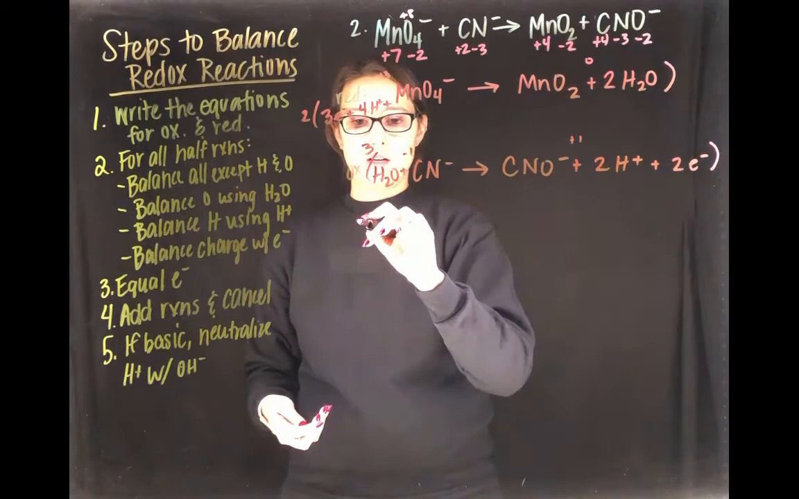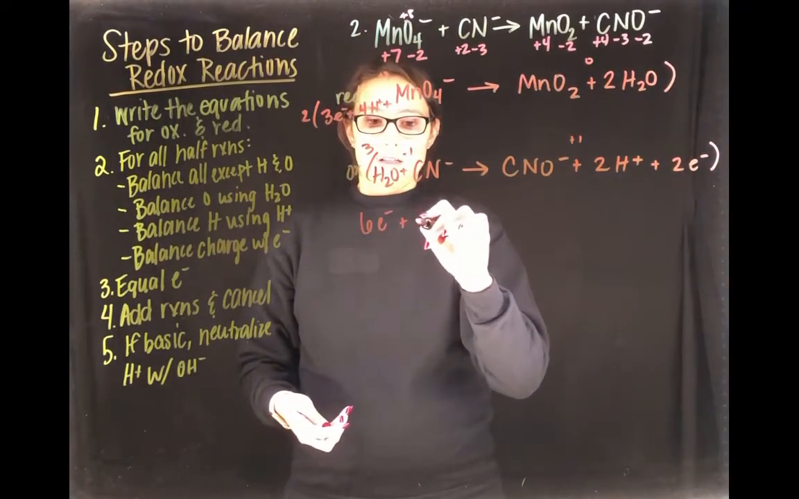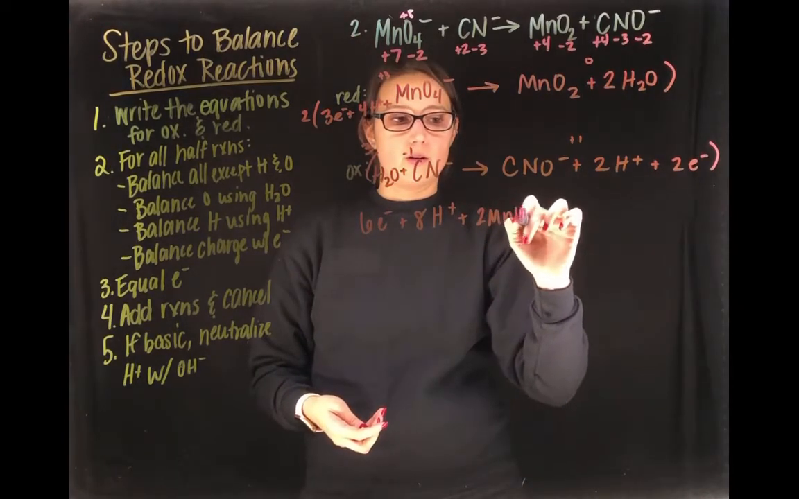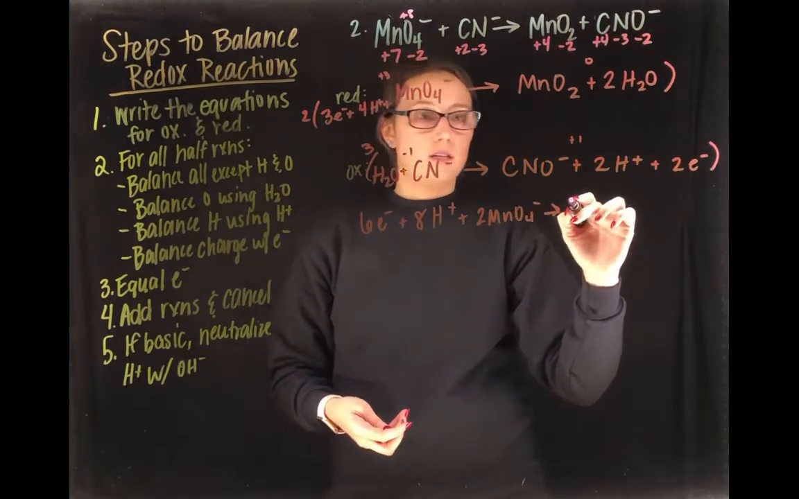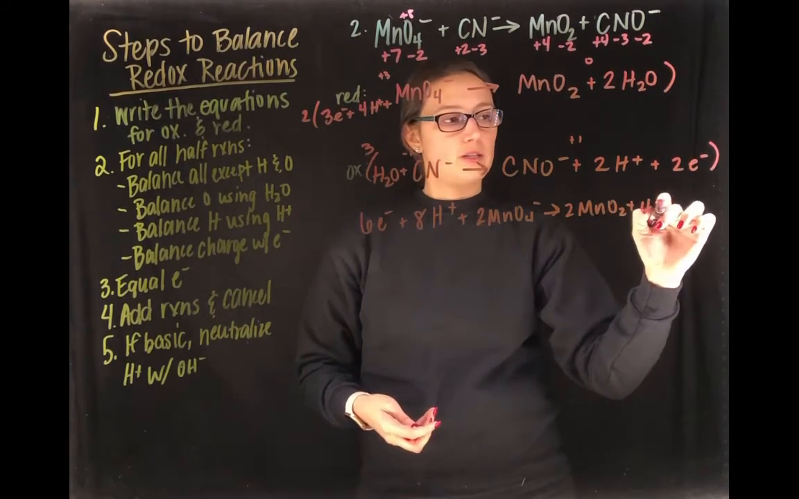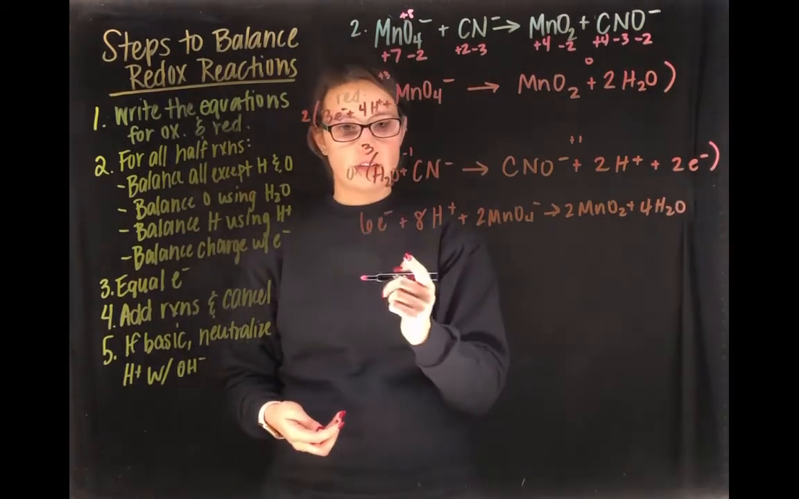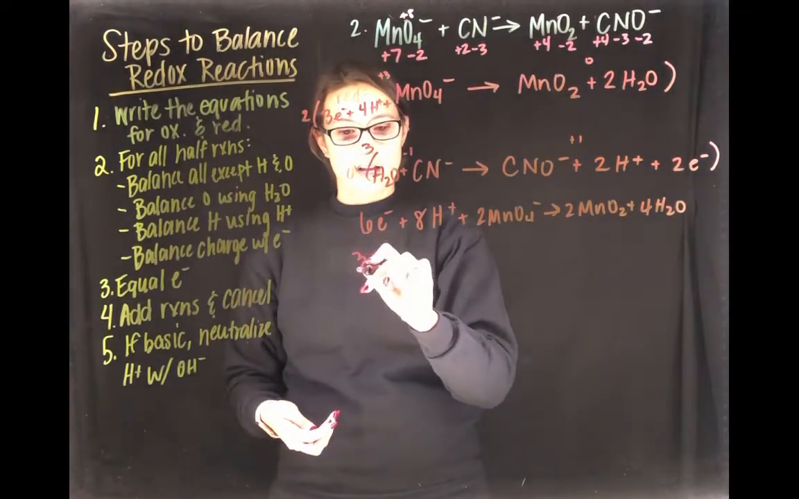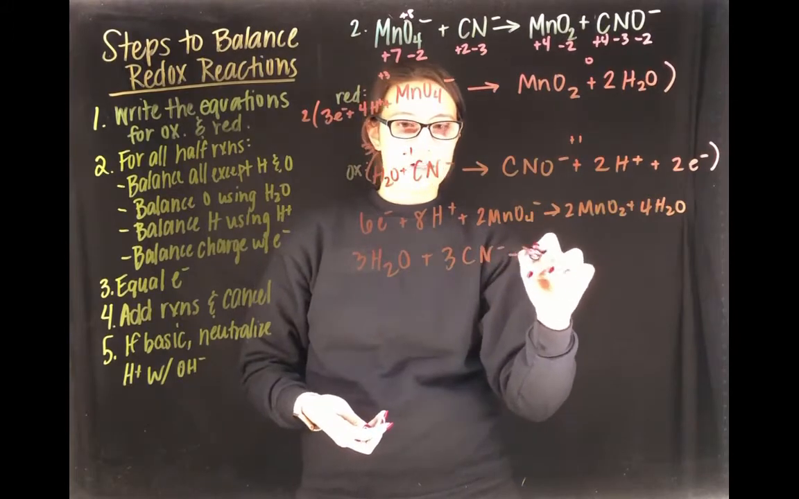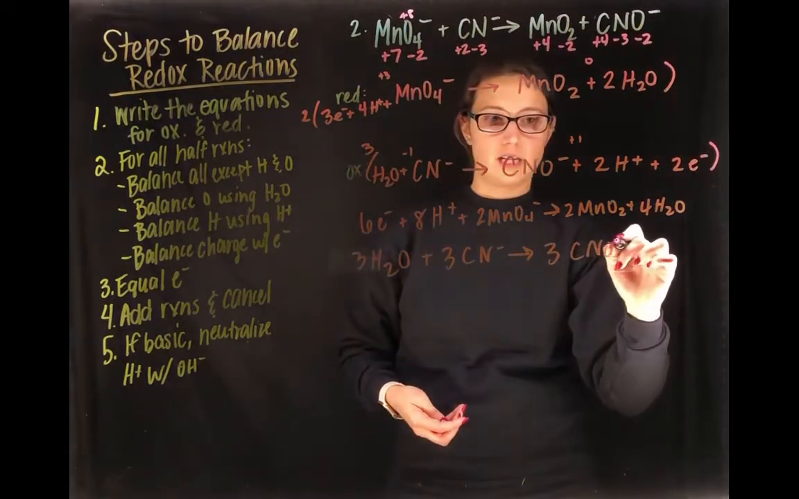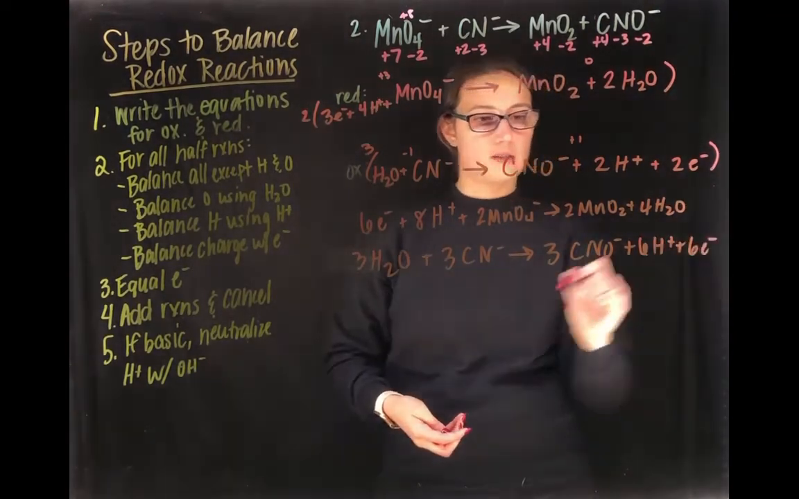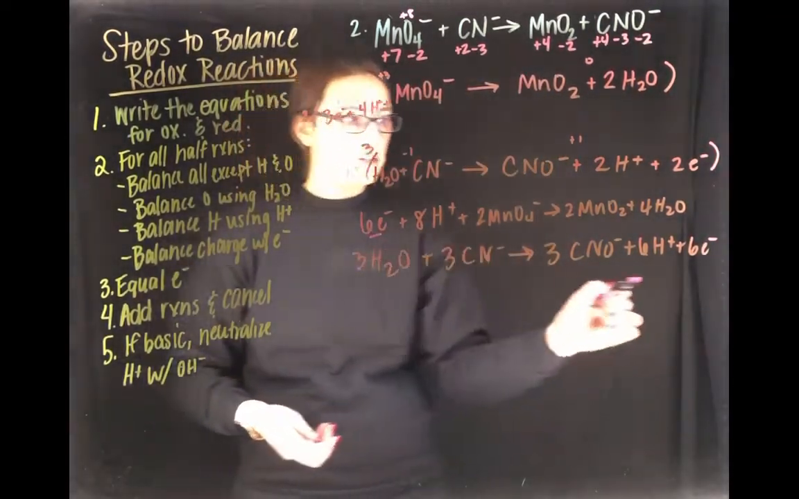So I'm going to have 6 electrons plus 8 H⁺ plus 2 MnO4⁻ yields 2 MnO2 plus 4 H2O. And then if I look at the oxidation half reaction, I'm going to have 3 H2O plus 3 CN⁻ yields 3 CNO⁻ plus 6 H⁺ plus 6 electrons. So now your electrons should equal.